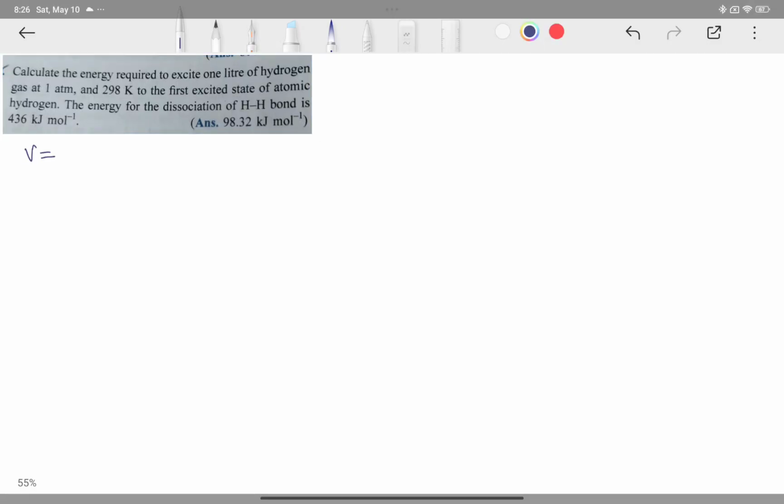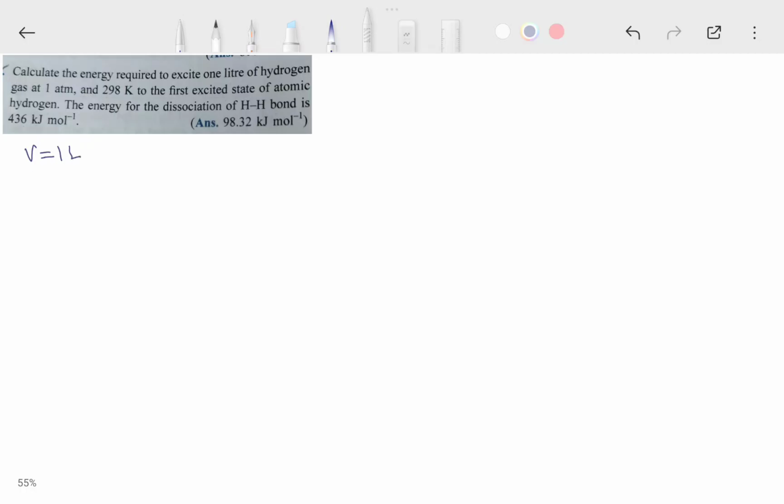It is given volume is equal to 1 liter, pressure is equal to 1 atmosphere, temperature is 298 Kelvin, and energy of dissociation of hydrogen bond per mole is 436 kilojoule per mole. So to solve this question, we'll do it in 4 steps.